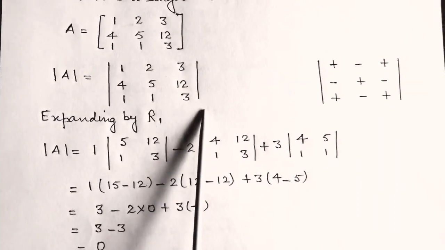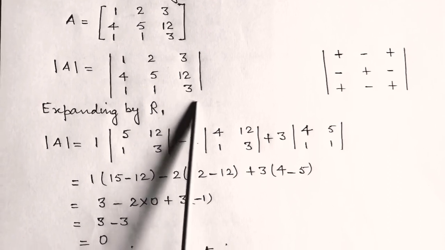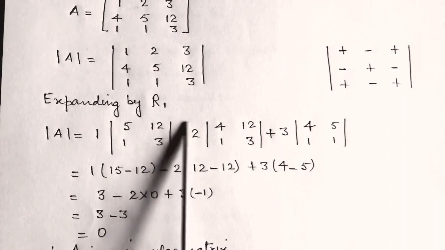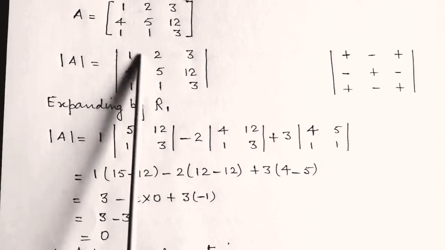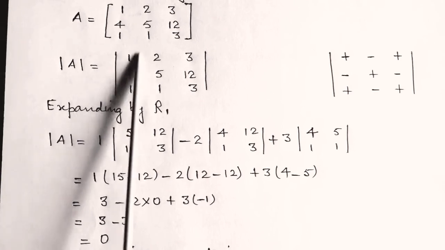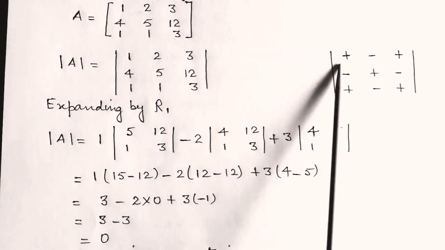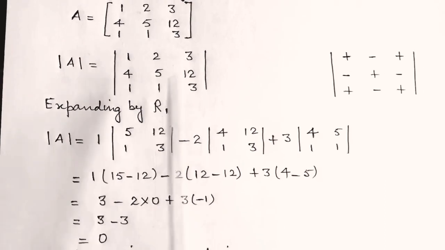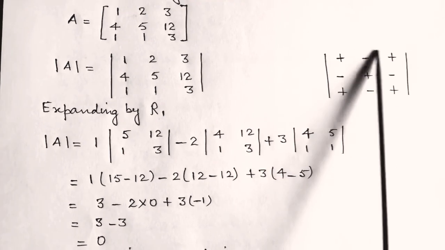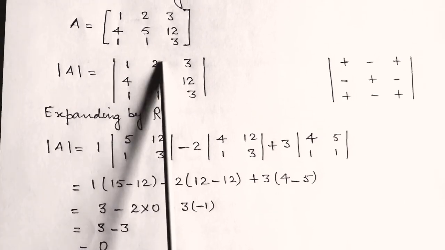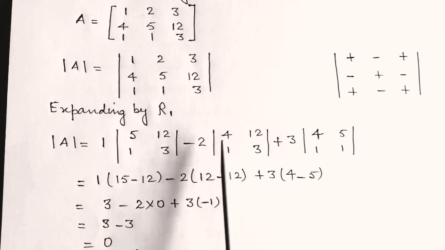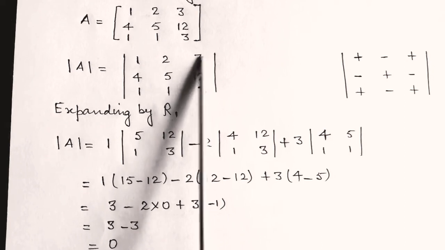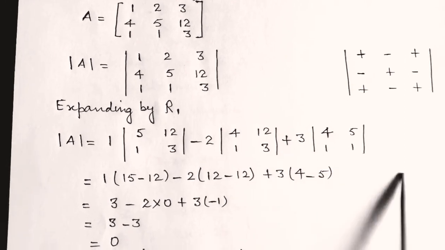So its determinant will be this, having written all the numbers, right? Now expand. I am expanding it by R1, that is the first row. So the first element is 1, so 1 multiplied by its minor, because this first element has a plus sign. Leave the row and column, so 5 12 1 3. Then the second element will have a minus sign, so minus 2 into its minor, that is 4 12 1 3, and again we have plus here, so plus 3 into its minor, that is 4 5 1 1.